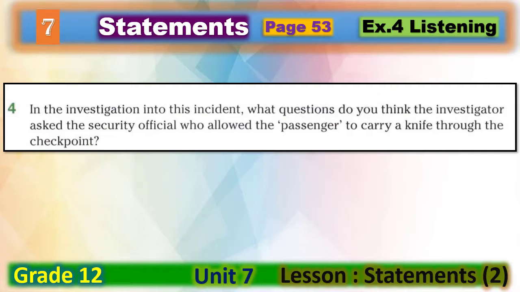Now open your coursebook page 53 exercise 4 and let's read the instruction together. In the investigation into this incident, what questions do you think the investigator asked the security official who allowed passenger to carry a knife through the checkpoint? I want you to think of the questions the investigator asked the official and write them in your notebook. We will check them later in exercise 5 and 6. Okay?